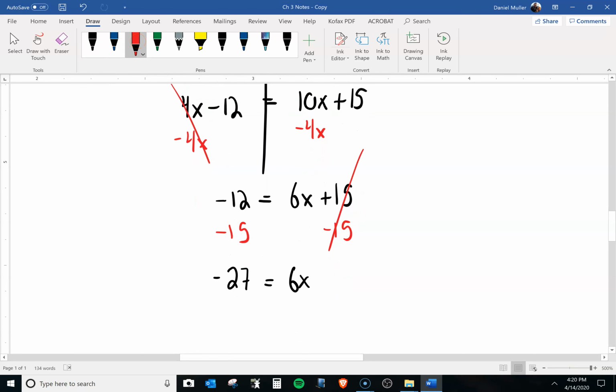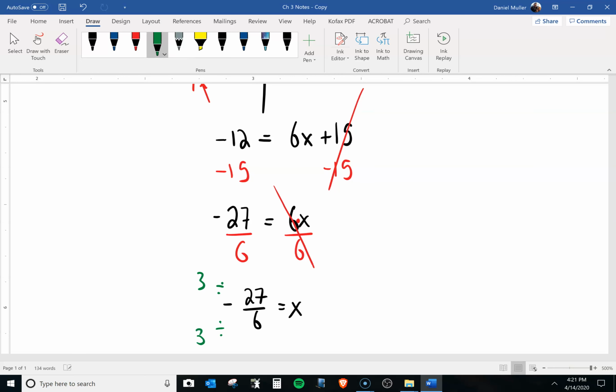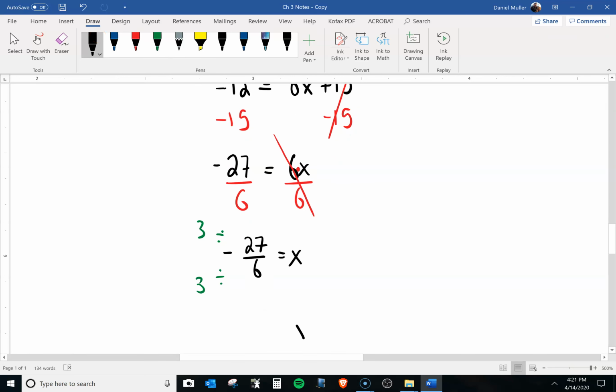And then lastly, it says 6 times x, so I will divide by 6 and divide by 6 to get the 6's gone. So now I have x is equal to negative 27 over 6. I think those can both be divided by something, not 2, maybe 3. Let's see. 27 divided by 3 is 9. 6 divided by 3 is 2, and it's negative. And there you have it.